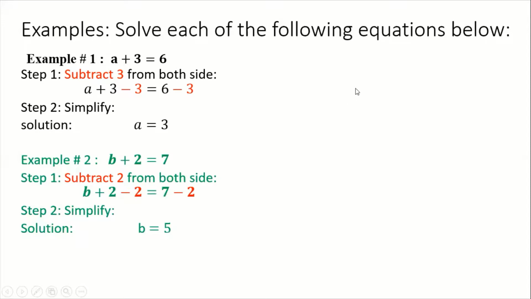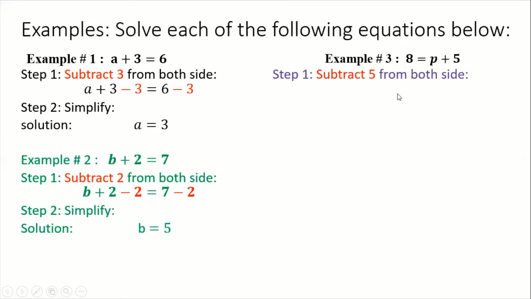Let's look at example 3. Example 3, we are given 8 equals p plus 5. Now, our objective remains the same. We want p by itself. Now, how can we transfer this positive 5 over to where 8 is? We can do that by subtracting 5 from both sides, right? So how would you state this in your book? You would state this as 8 minus 5 equals p plus 5 minus 5.